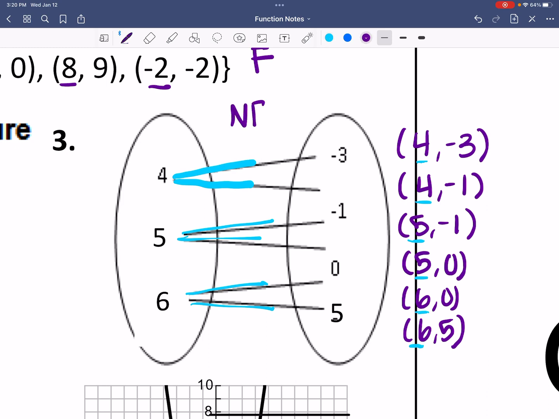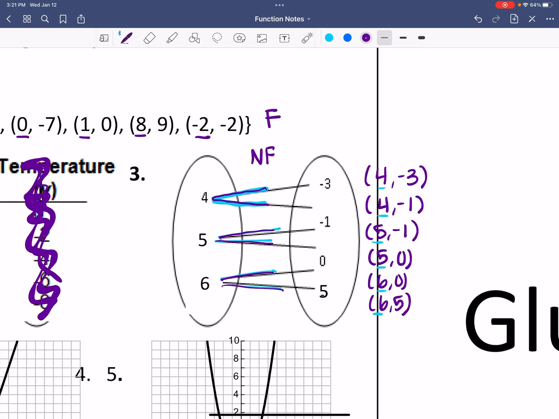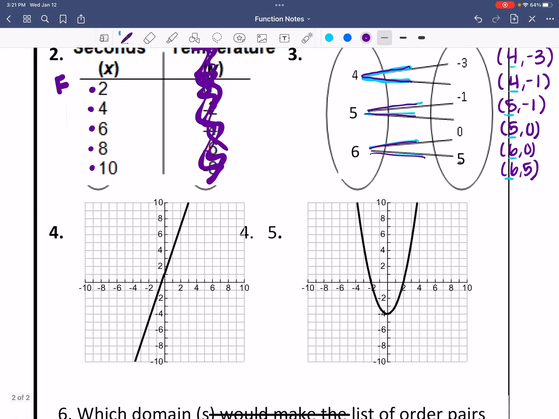a function. But again, you could have automatically been able to tell that this was not a function because you have 2 lines coming from your x value, you have 2 y's. You have 2 y values coming from 1 x value for 5, and then you have 2 y values coming from 1 x value for 6. So again, this mapping is an example of not a function because you have 2 lines coming from 1 x value. Okay, then we look at number 4.